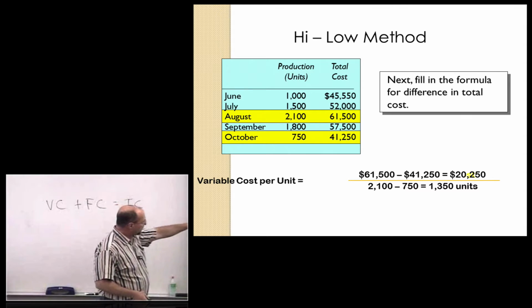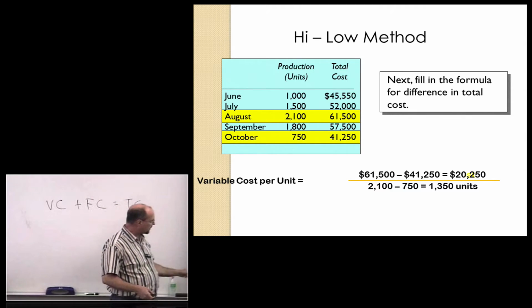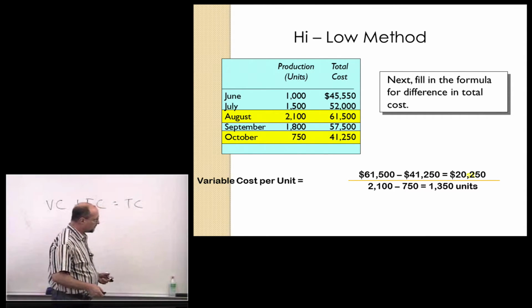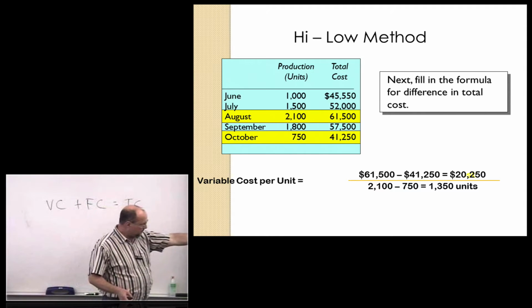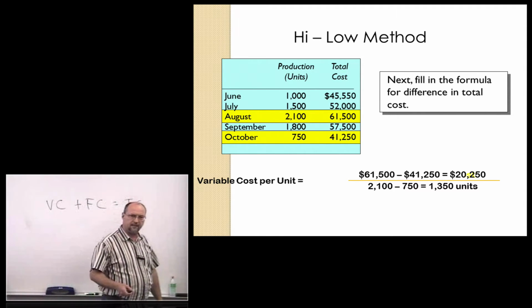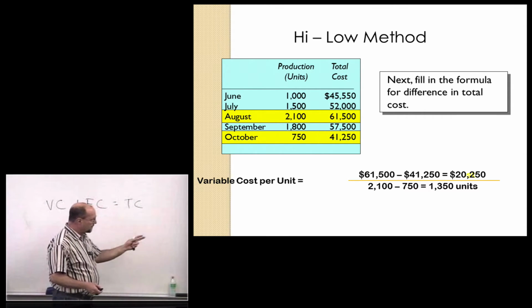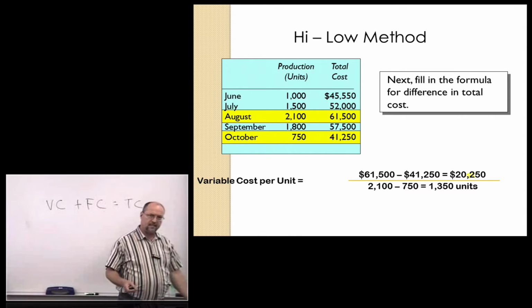Here's what we're looking for. In the month of August, we produced 2,100 units and incurred 61,500 in cost. October, produced 750 units and incurred 41,250 in cost. So the numerator, high cost minus low cost, is a difference of 20,250. And the difference in activity, 2,100 minus 750, is a difference of 1,350 units.